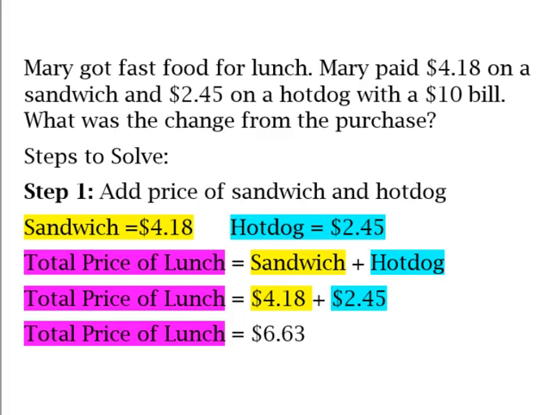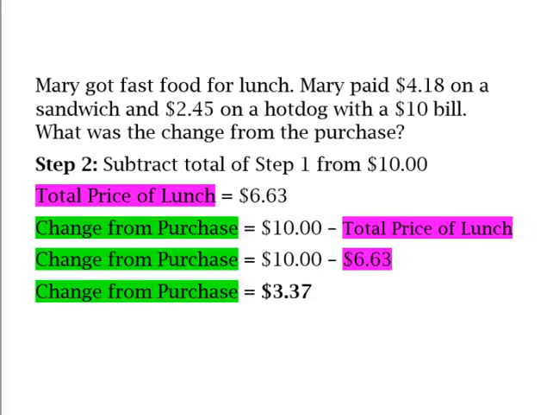We know that our sandwich is equal to $4.18 and our hot dog is equal to $2.45. The total price of the lunch is $4.18 plus $2.45. That's equal to $6.63. Are we done with this problem? Absolutely not, because Mary gave the cashier a $10 bill, and we need to know how much change she received back.